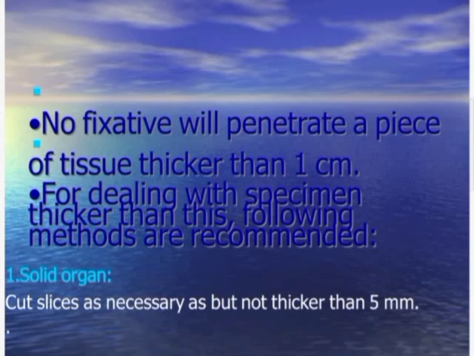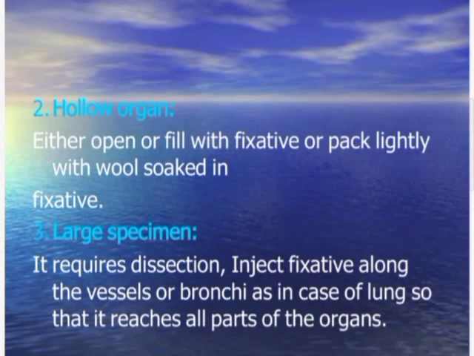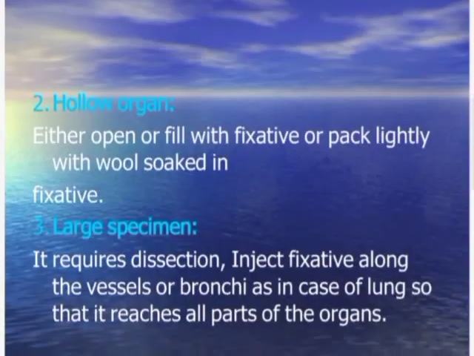For solid organs, cut slices as necessary, but not thicker than 5 millimeter. For hollow organs, either open them, fill with fixative, or pack lightly with wool soaked in fixative. And a large specimen requires dissection. Inject fixative along the vessels or bronchi, as in the case of the lung, so that it reaches all parts of the organ.